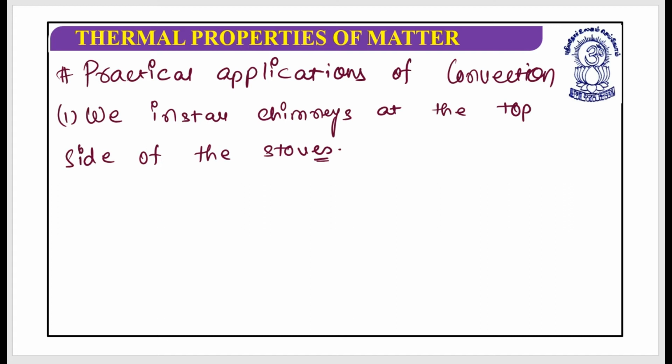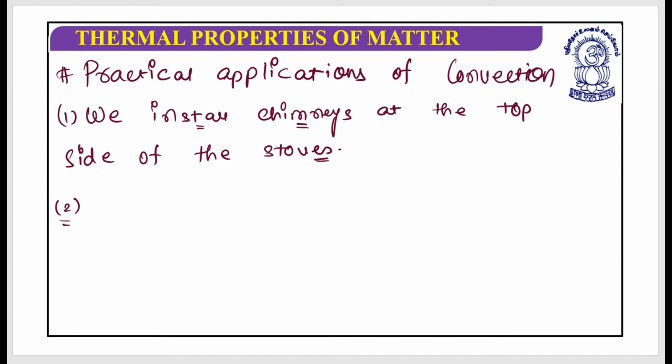Why? Because whatever the hotter air would be there, why are we using the chimneys? So that it can suck all the hot air, and it can throw it away out of the kitchen or out of the home. So where will all this hot air be available? At the top area of the stove. So we always install chimneys at the top side of the stoves.